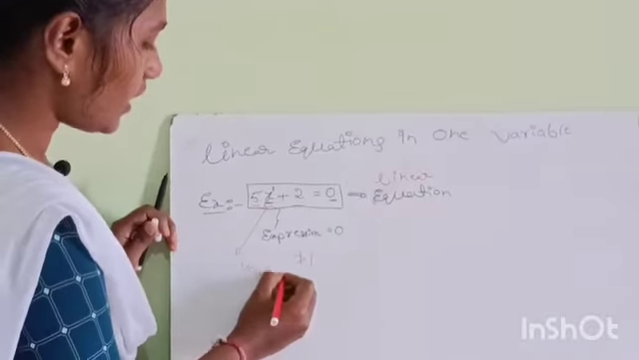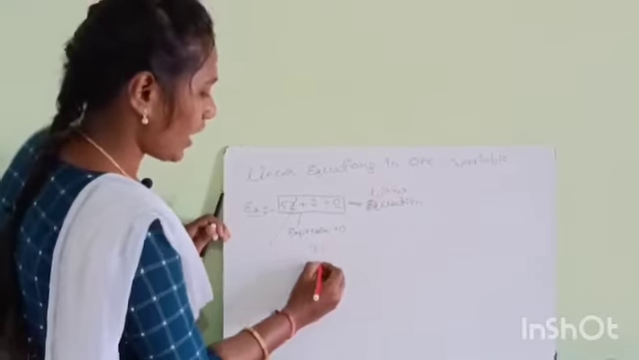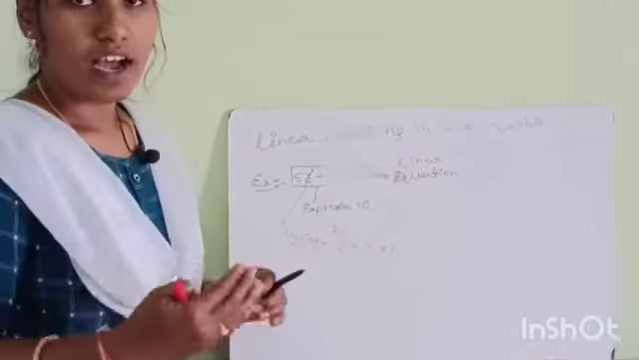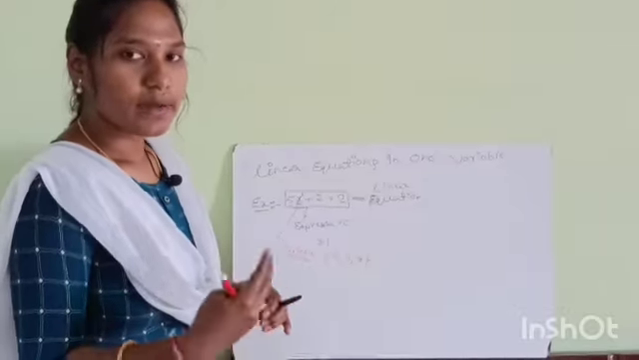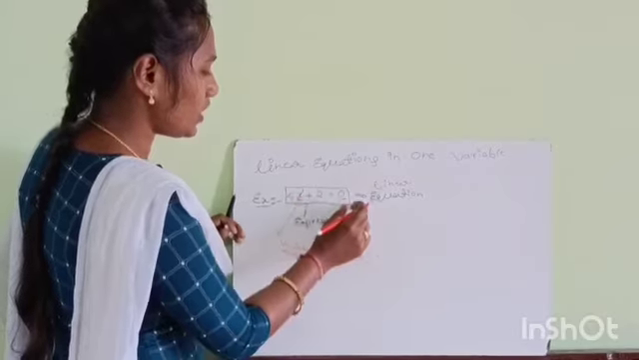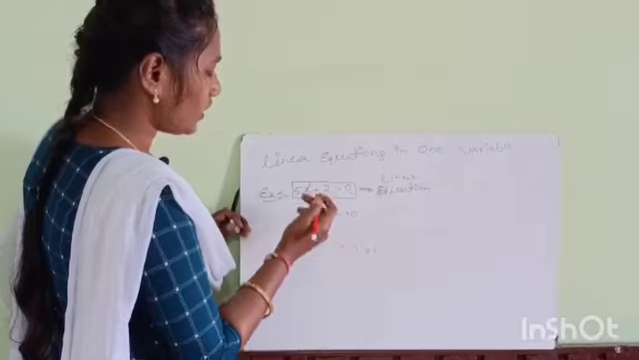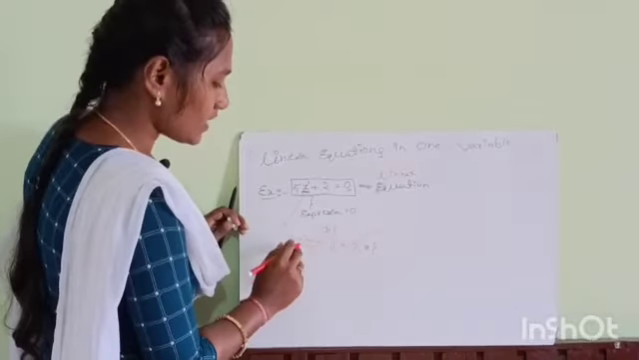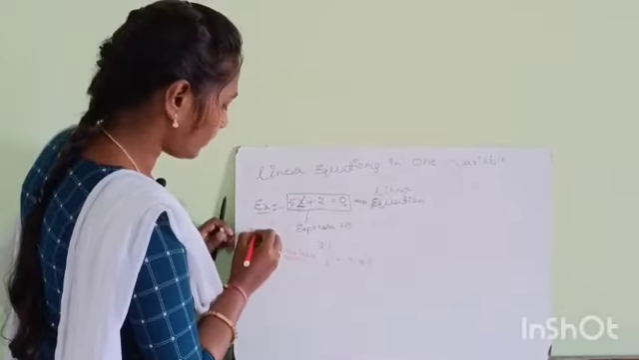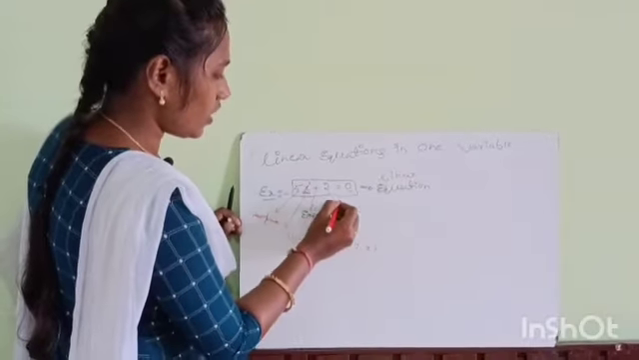Variable is nothing but something unknown. In that place we are using x, y and z, etc. Some unknowns are used in those unknown places. By equating this expression to 0, we need to know this x value. This unknown value is called a variable. This 5 is called a number or constant, and this 2 is called a constant.